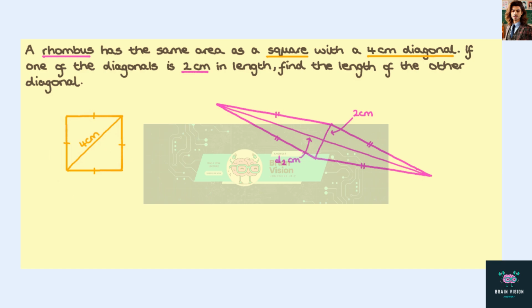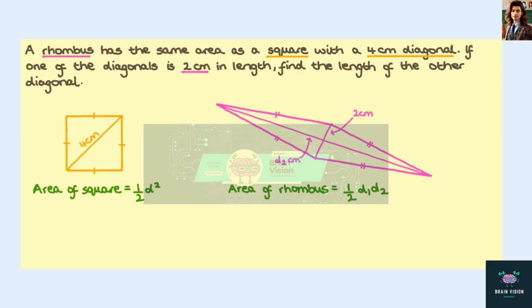As we're told that these two quadrilaterals have the same area, we need to recall how to calculate the area of each. The area of a rhombus is equal to half the product of the lengths of its diagonals. We can express this as area of rhombus equals a half d1 multiplied by d2. We can't work this out because we don't know the value of d2, so let's consider the square.